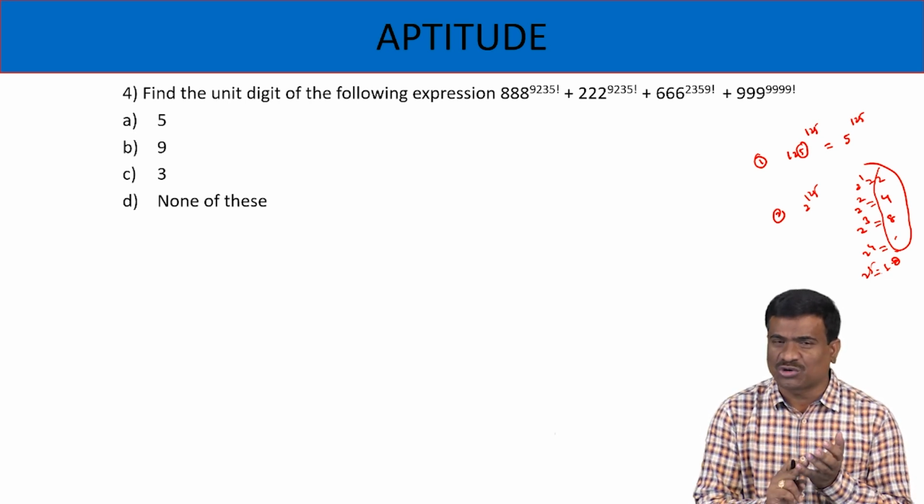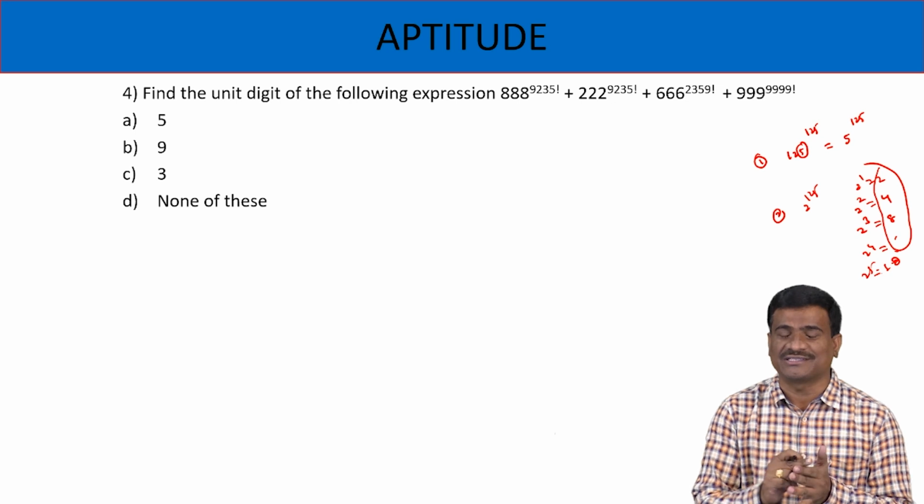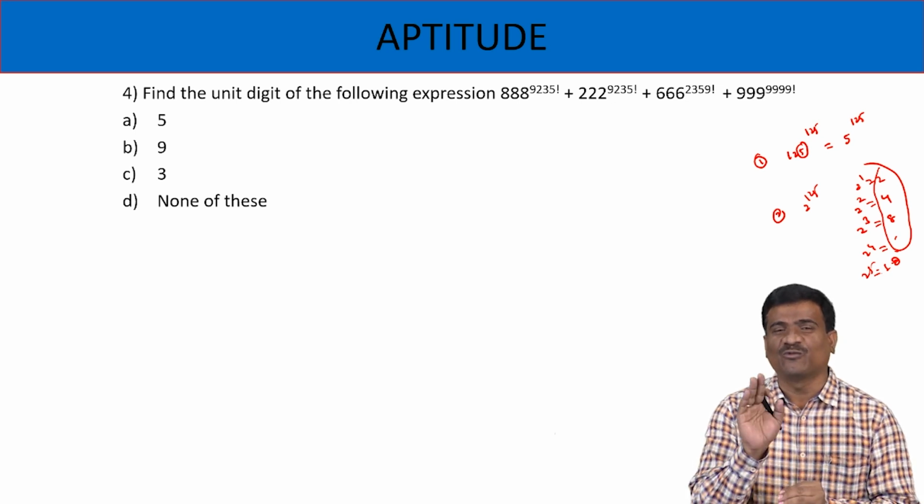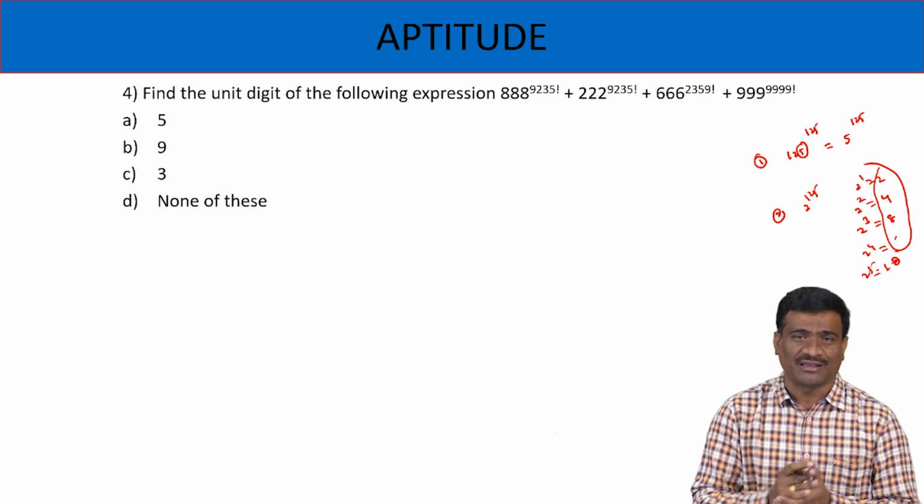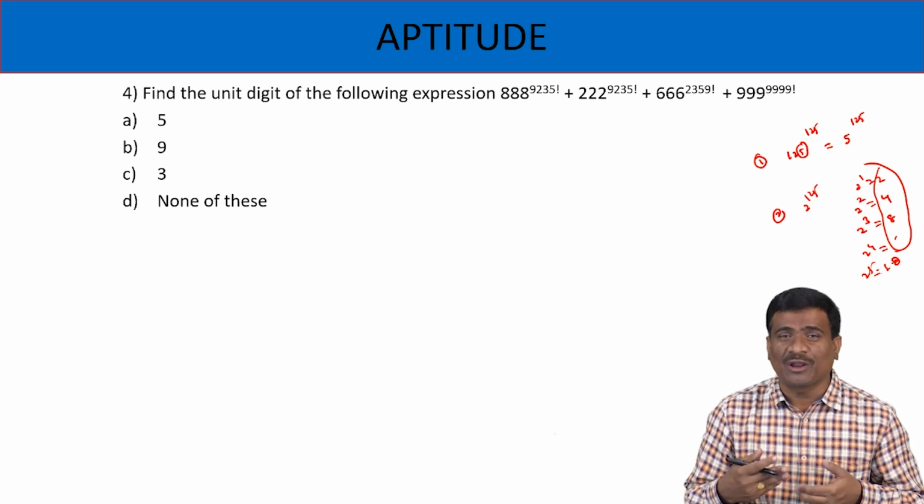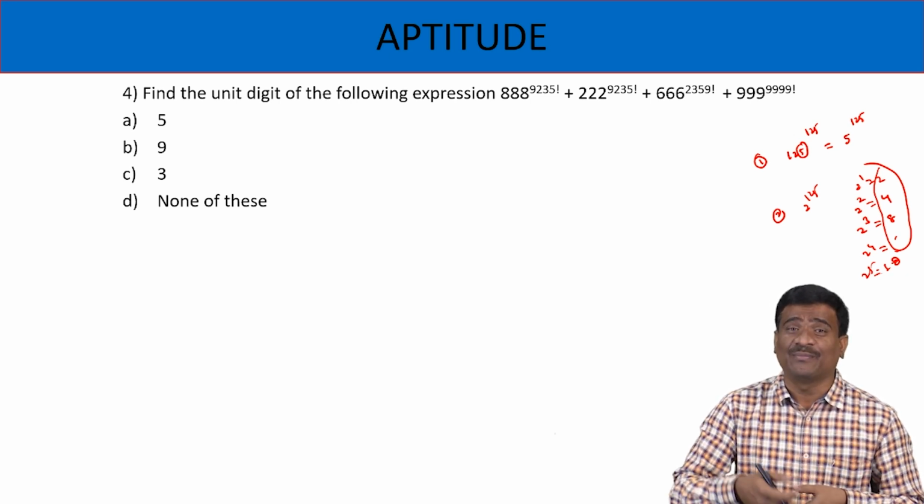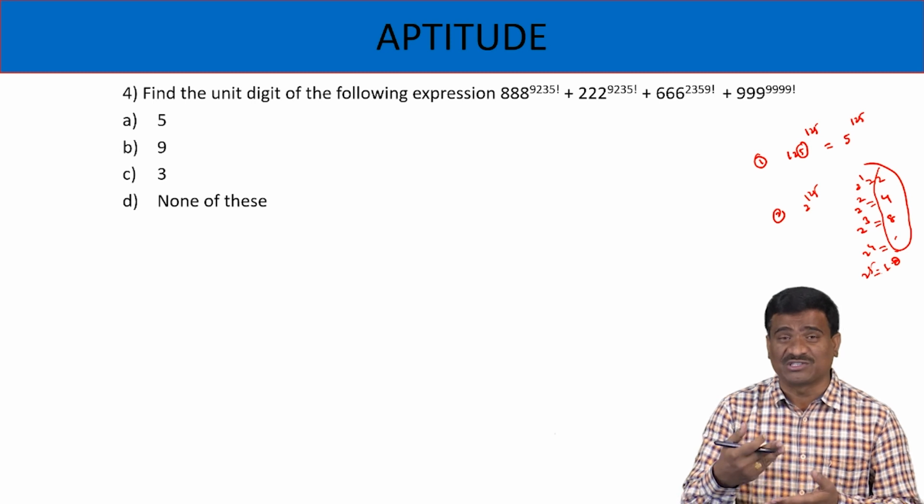You can check 2, 3, 7, 8. These numbers only for numbers are cyclic repeated. Next concept: when 4 numbers are cyclic repeated, then the power is divisible by 6, divisible by 4.